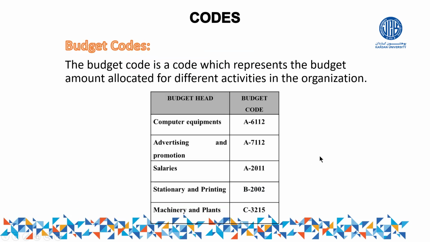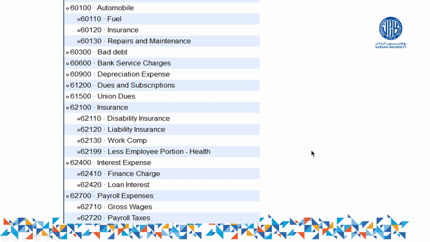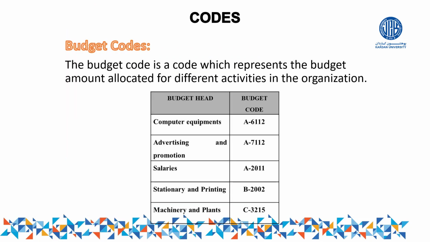Let me take another example, an example of QuickBooks. In QuickBooks, for example, code 60100 is given for this one. These are the subtypes of that one and come under that. Code 60300 is for bad debt. Code 60600, for example, is for bank service and so on. So for each type of account, there is a code given, and this is basically for the purpose of identifying the accounts, that this account belongs to which one. So this is one of the codes that simplifies the process of gathering information.